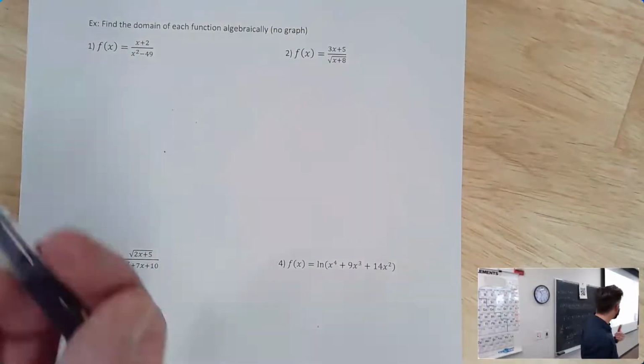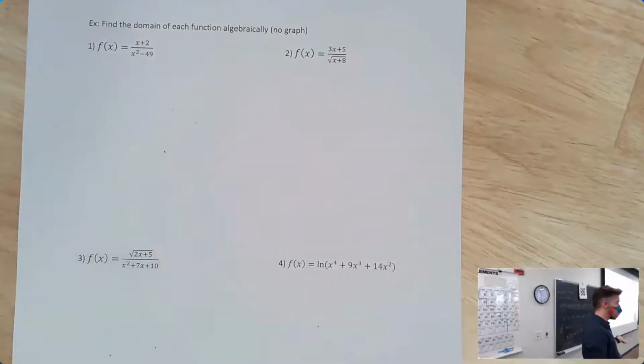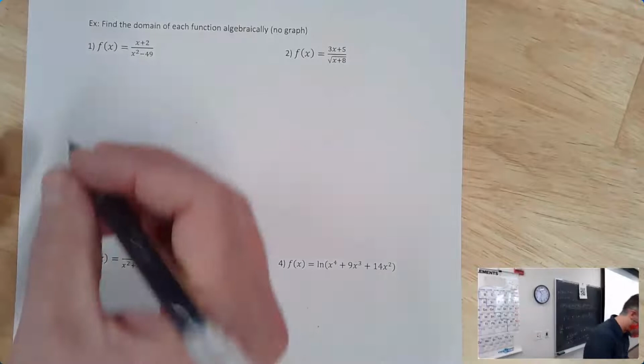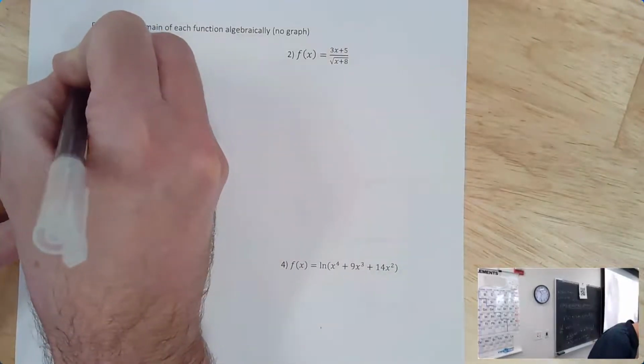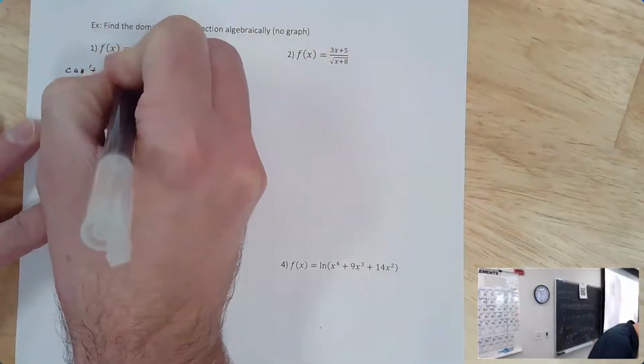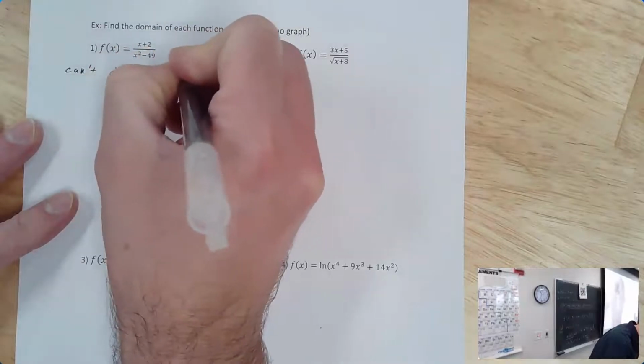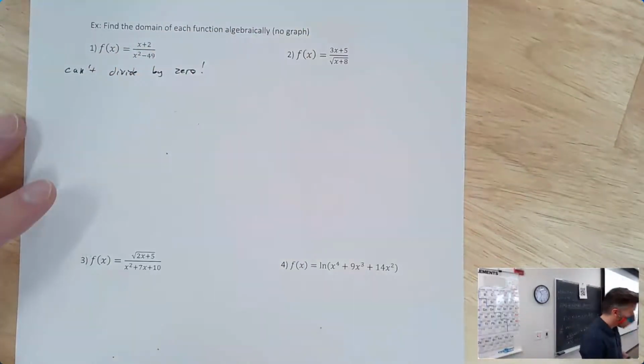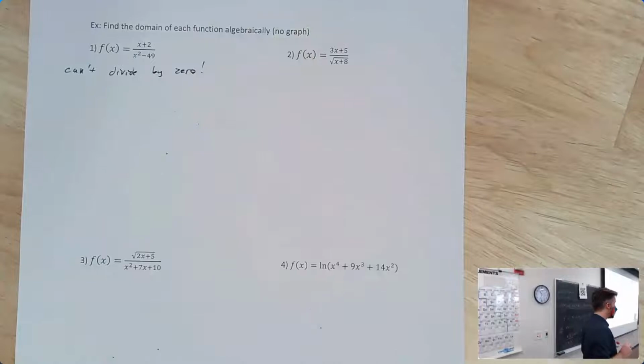So this first one, I've got a fraction, and I know I can't do what? I can't divide by 0. I want to be extra clear here. Could x be 0? For sure, 0 is definitely in the domain. If x is 0, you get 0 plus 2 over 0 minus 49, which is definitely a real number. It's -2/49, whatever that is, but it's definitely real.